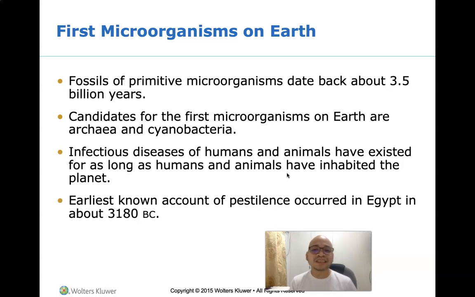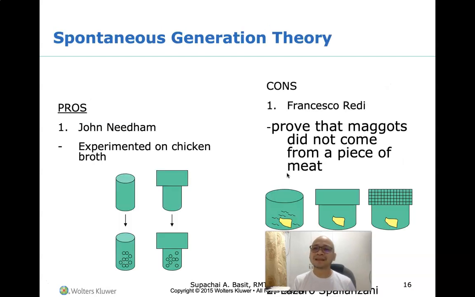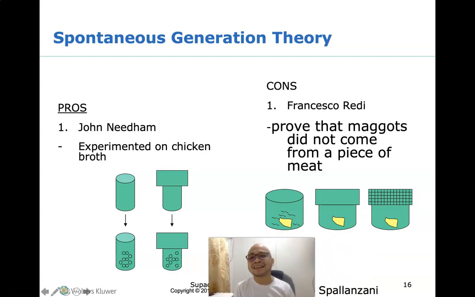So, infectious diseases of humans and animals have existed for as long as humans and animals have inhabited the planet. However, the earliest known account of pestilence occurred in Egypt about 3180 BC. There is one important theory that during the olden days, many scientists have debated about: the spontaneous generation theory. You know how silly the spontaneous generation theory is, but anyway, I'll explain it to you.